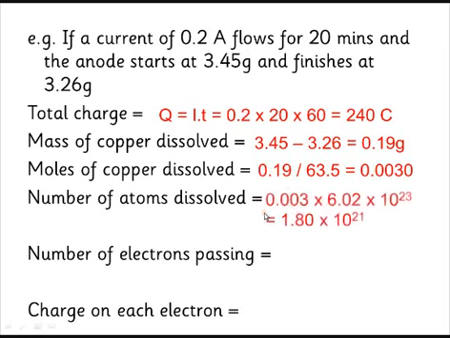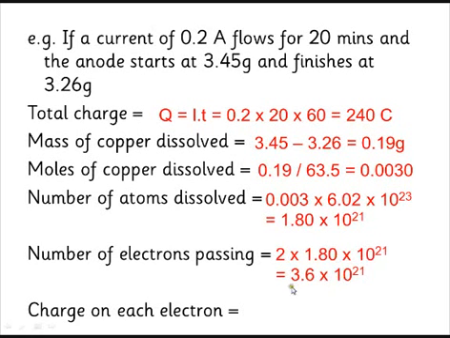Okay, you might hopefully have seen this number, Avogadro's number. This is the number of atoms in 1 mole. So we've got 0.003 moles times 6.02 times 10 to the 23, which gives us 1.8 times 10 to the 21 atoms of copper that have dissolved. Okay, if you remember, we've got 2 electrons from each atom, so all we've got to do then is to double that number. So we've got 3.6 times 10 to the 21 electrons.